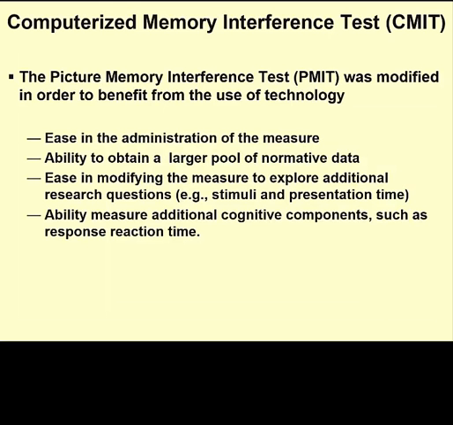A more updated version of the picture memory interference test was created through the use of technology, and it's now the computerized memory interference test, the CMIT. With the use of technology, the test is much easier to administer because in the past it was administered using flashcards that were presented in 2-second intervals. We also added alternative stimuli to remember, such as audio, reading words, faces, designs, and kanji. Additionally, we are able to explore additional research questions, such as what would happen if we presented the stimuli at 1, 2, and 3-second intervals.